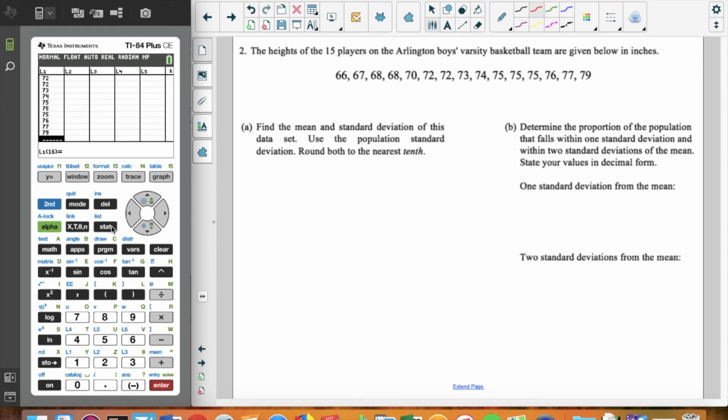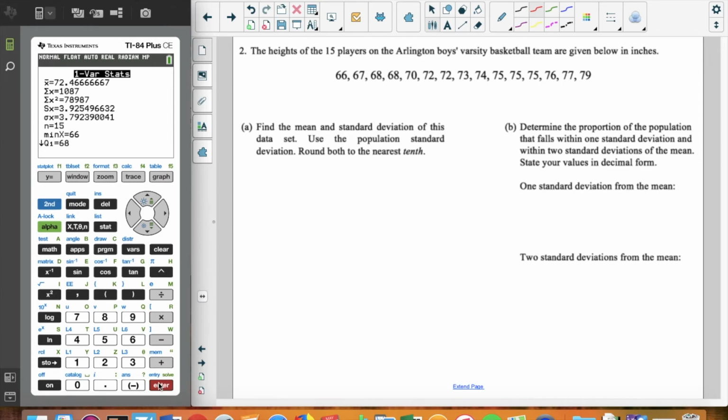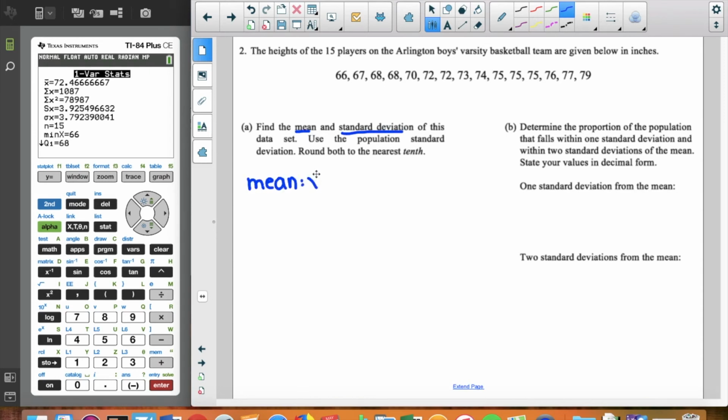So then we're going to go back to Stat, go to Calc, go to One Bar Stats, and press Enter. If you get something different than I have here, you might have typed in the data points in L1 incorrectly, so just go back and check. So identifying the mean and standard deviation. So our mean is the X bar, okay? And that was 72 point. It says round to the nearest 10th, so 72.5.